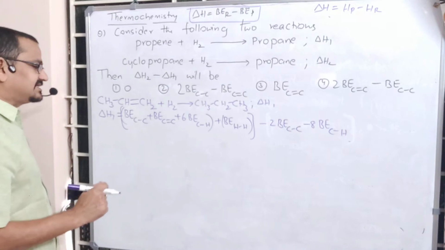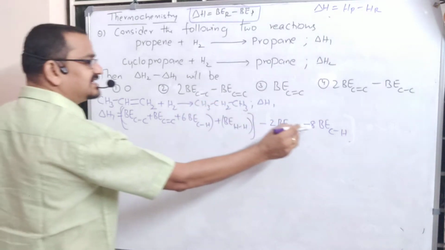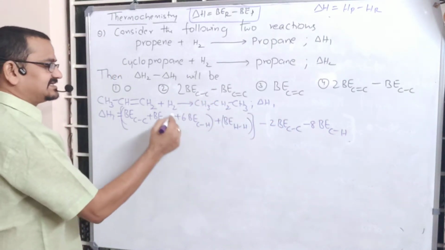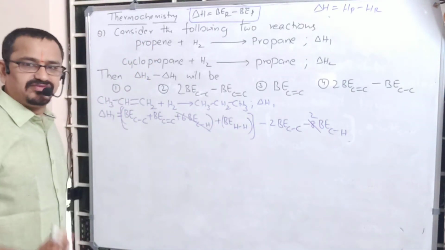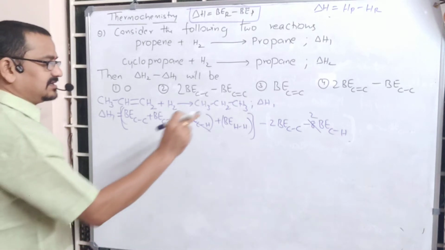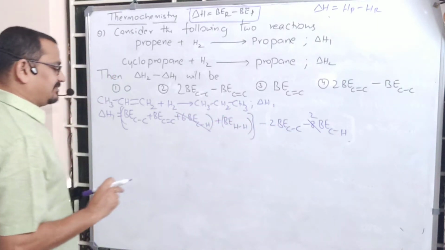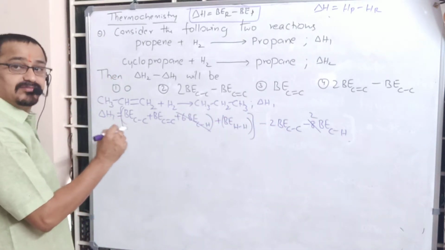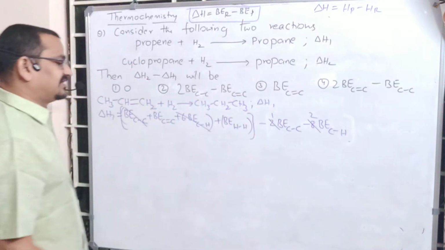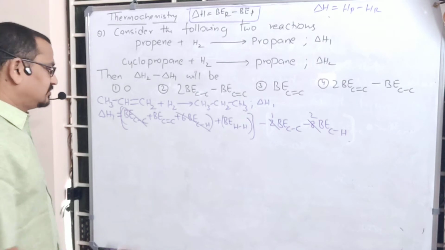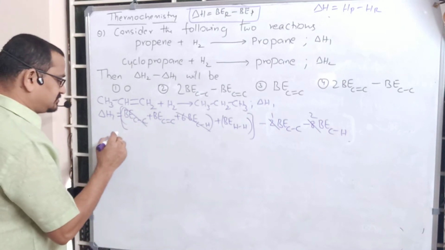Right? Now cancel the things. 8 C-H bond enthalpies and 6 C-H: this 6 will be cancelled. Here minus 2 C-H bond enthalpies are left. Next, minus 2 C-C bond enthalpy and 1 C-C bond enthalpy: this will be cancelled and here 1 C-C bond enthalpy will be left. Now, what is the final expression?